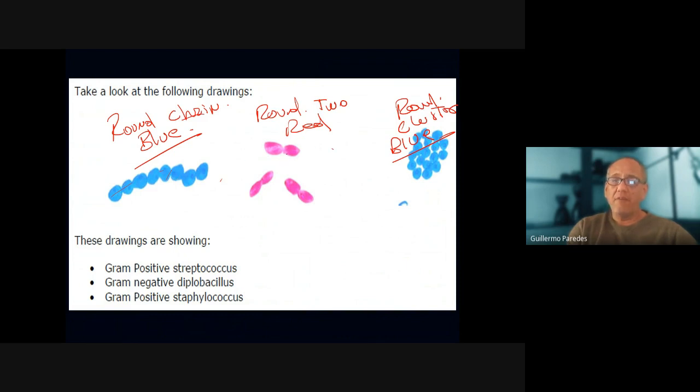And here we have a diplococcus. It's diplococcus, it's not diplobacillus. It's diplococcus, as in gonorrhea.